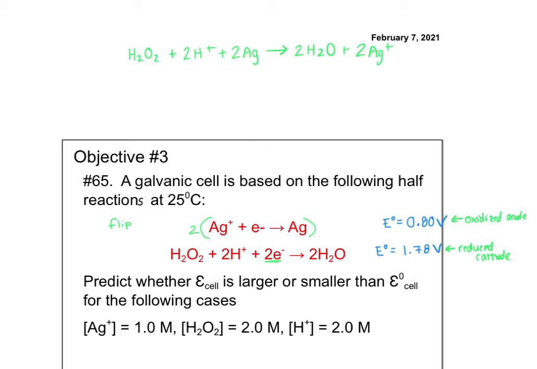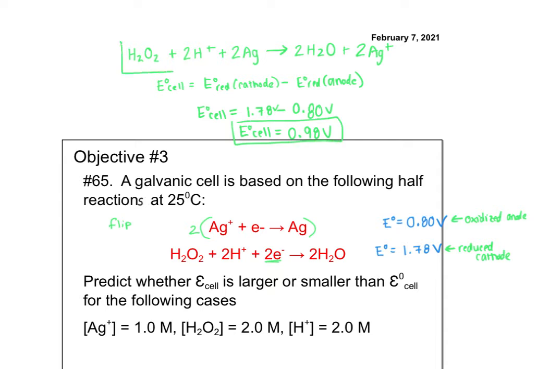I can also calculate the E cell under standard conditions because I know it's the standard reduction potential at the cathode minus the standard reduction potential at the anode. And so when I do my standard cell under normal conditions, I'm going to take 1.78 minus 0.80, and so my standard cell, when they're all 1 molar, is 0.98 volts. So we have a balanced equation. We have our voltage under standard circumstances. Now let's look.